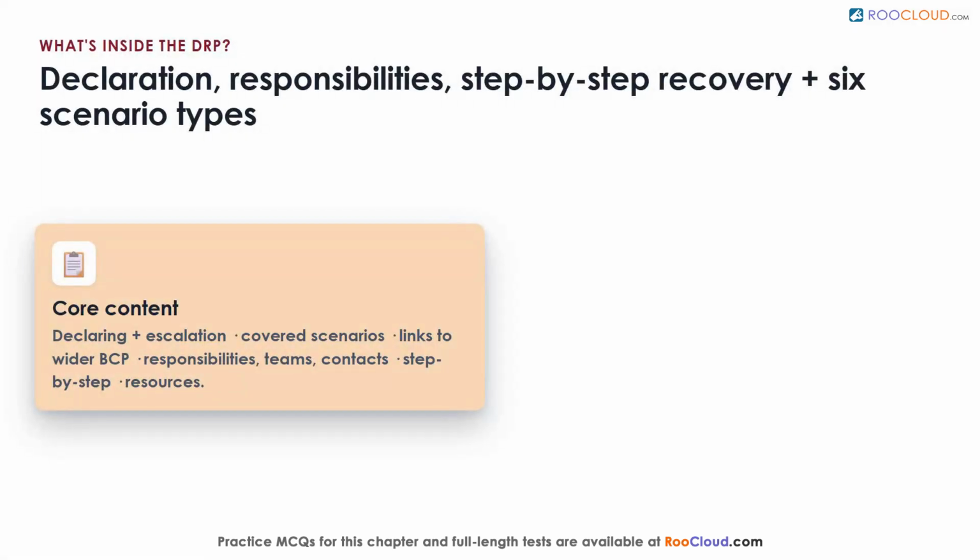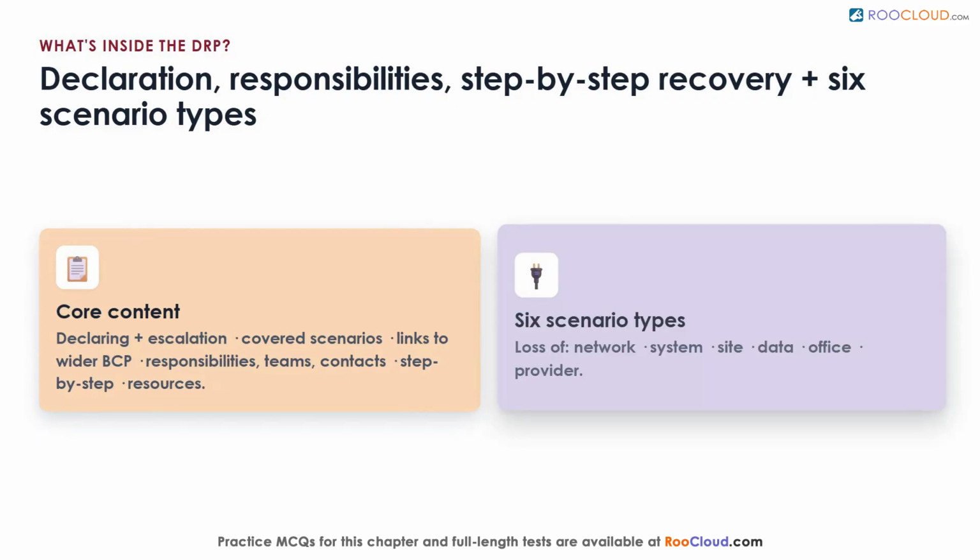What goes into the plan itself? The recovery plan follows the wider continuity process. It is a structured set of procedures written in plain language. It contains the rules for declaring a disaster and escalating. It states which scenarios are covered. It links to the overarching emergency and continuity plans.